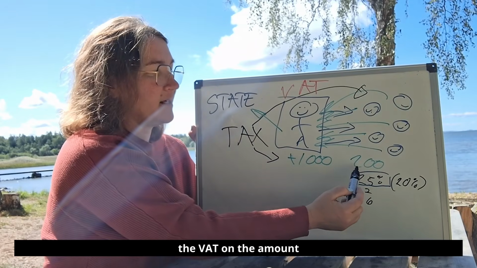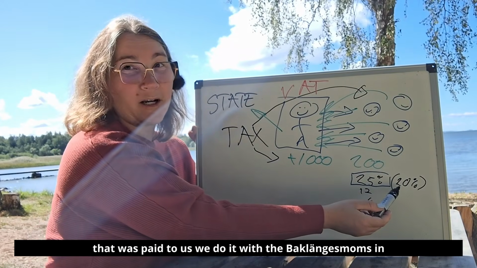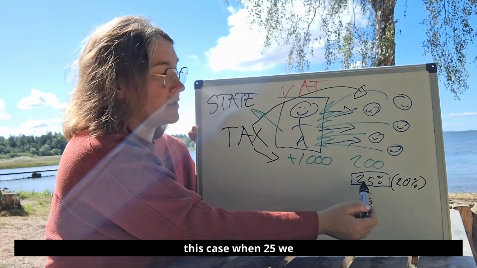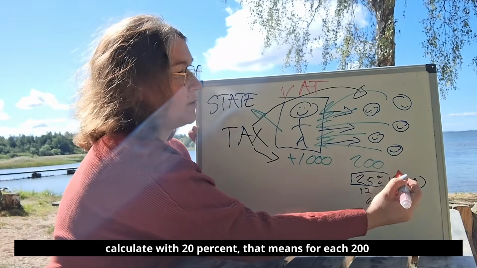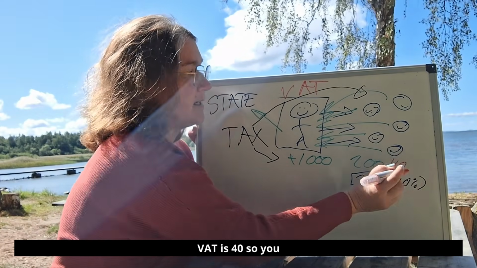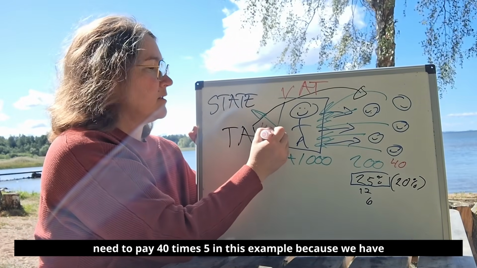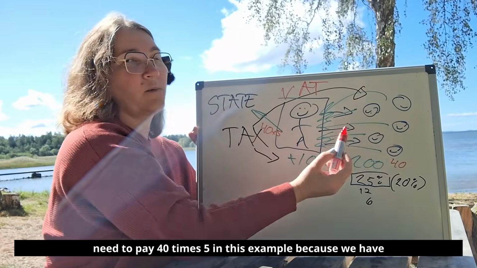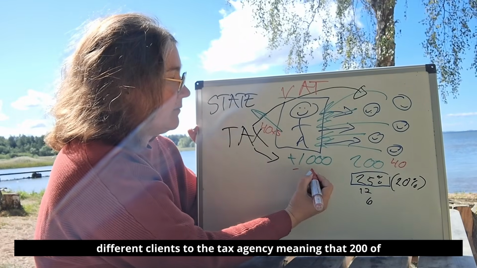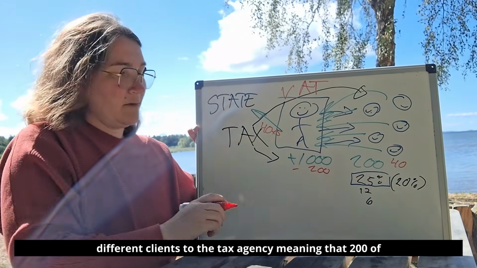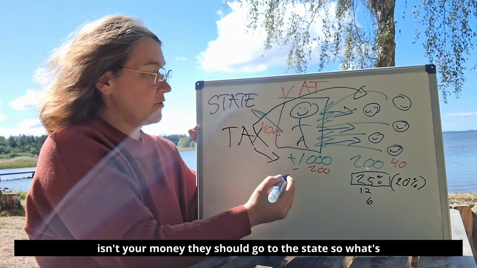When we want to calculate the VAT on the amount that was paid to us, we do it with the baklängesmoms. In this case, when it's 25, we calculate with 20%. That means that for each 200, the VAT is 40. So you need to pay 40 times 5 in this example, because we have received from 5 different clients to the tax agency. Meaning that 200 of these 1,000 isn't your money. They should go to the state.